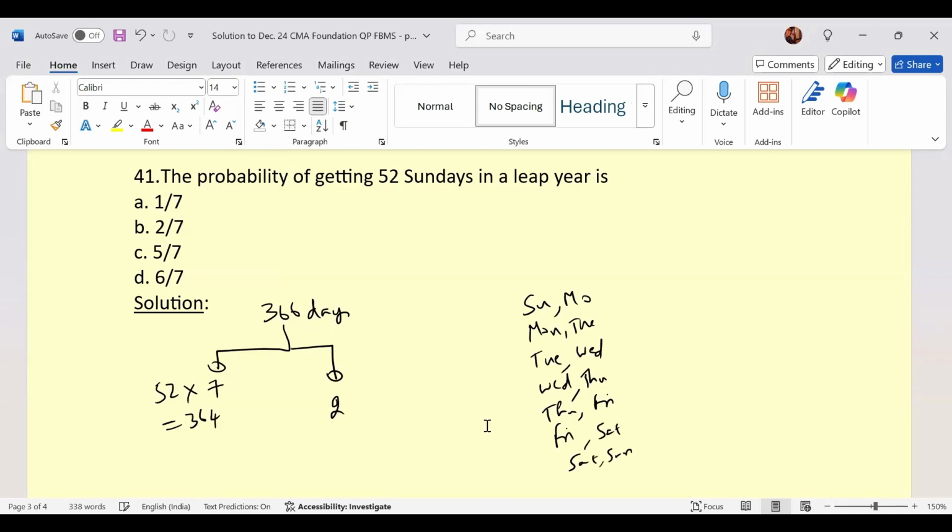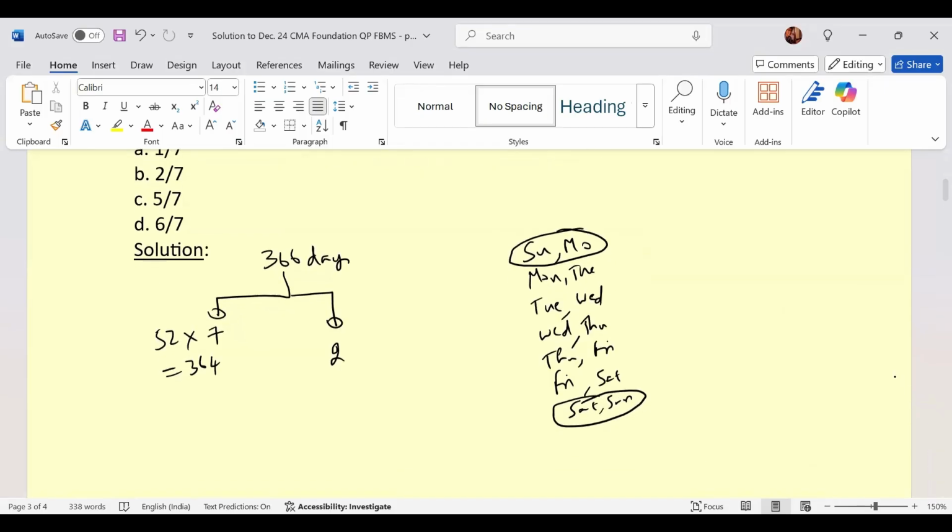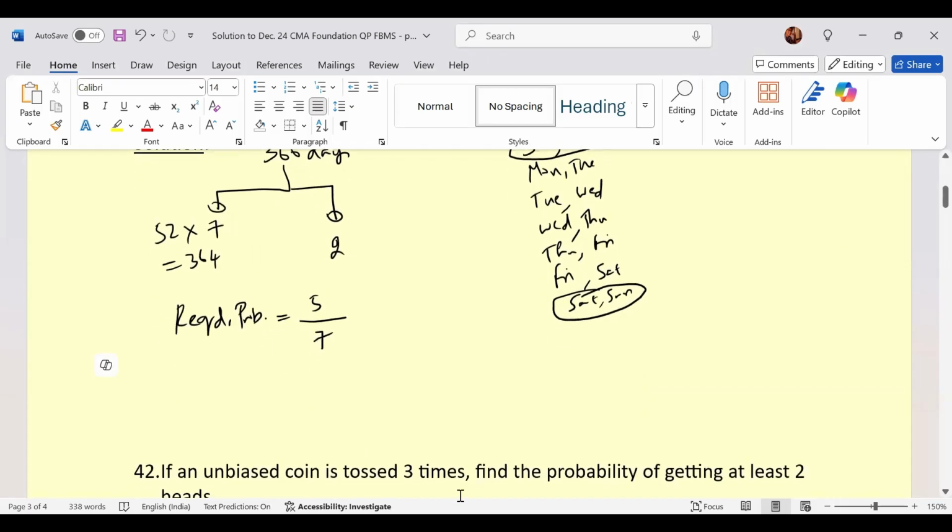Now, this question says that getting exactly 52 Sundays, which means among these 7 possibilities, in 2 possibilities Sunday comes. We have to ignore that. That means the required probability will be 5 out of 7. Only 5 pairs of the data are not having Sundays, so that you get exactly 52 Sundays. That will be the solution for this.